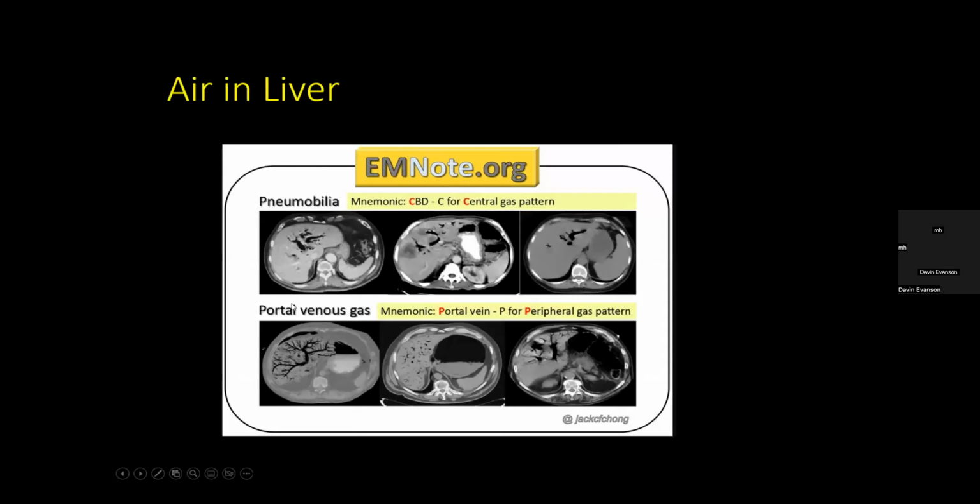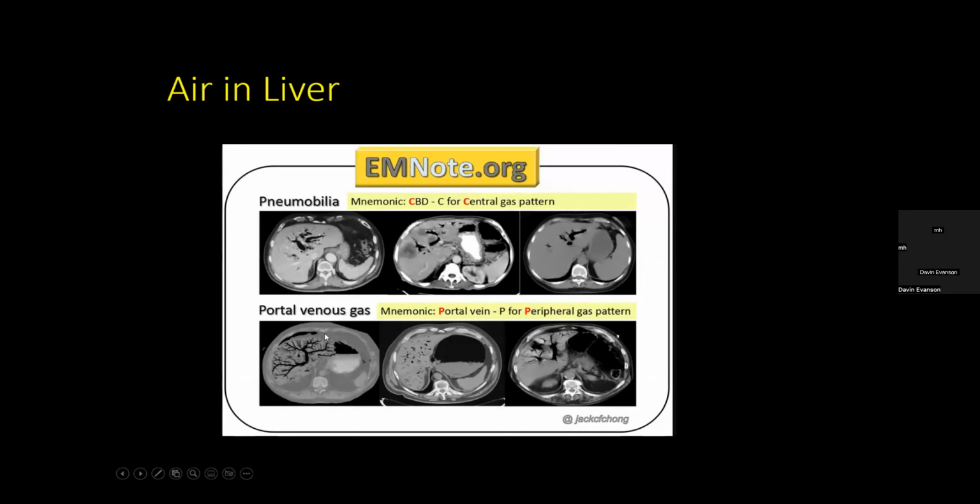Air in the liver gets there one of two ways. It's either in the biliary system or it's in the portal venous gas. And this is a great mnemonic that I stole from EM Notes. Actually, I had heard this before, but this is the best visual description I've seen. Portal venous gas will be peripheral.